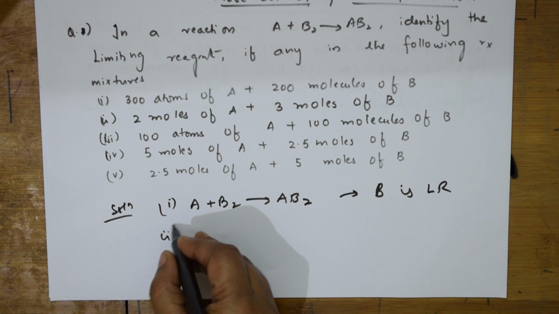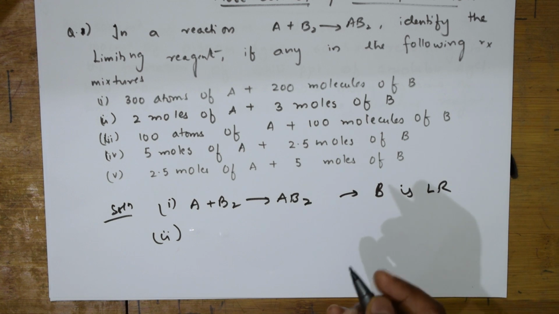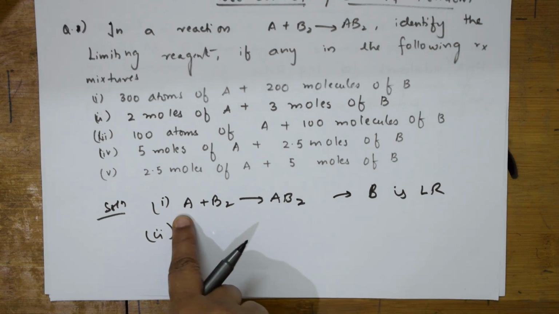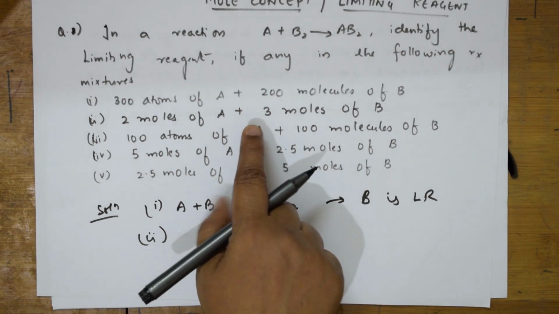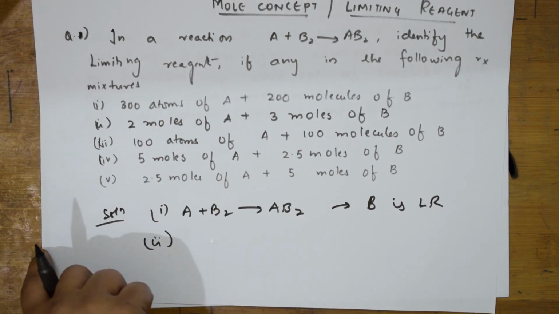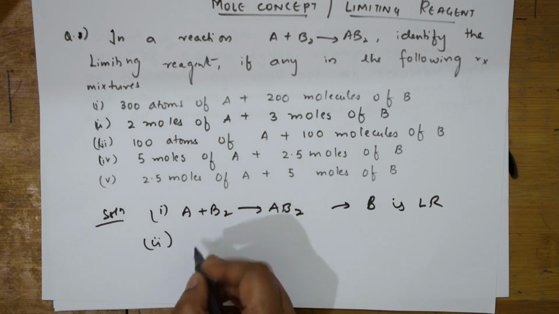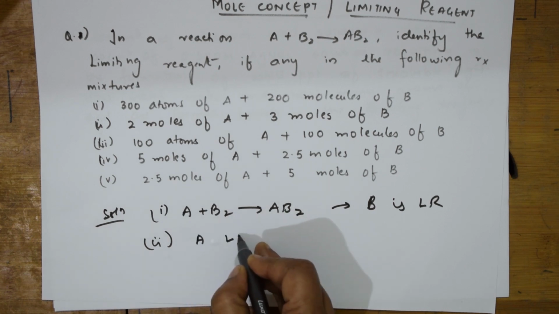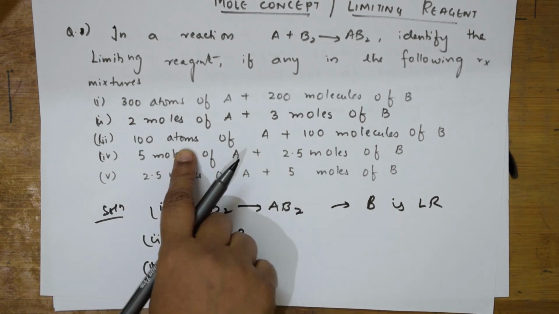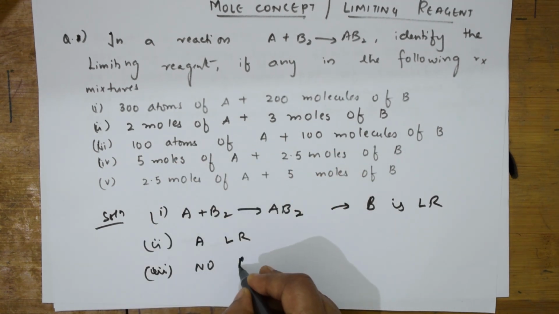Let us go to the next part. 2 moles of A and 3 moles of B. Now let's again come back. 1 mole of A reacts with 1 mole of B. 2 moles of A will react with 2 moles of B, according to this. So which is consumed more? A. So in this case too, A is a limiting reagent. Now in the third case, 100 atoms of A and 100 molecules of B, both are the same, isn't it? There is no limiting reagent in the third case.